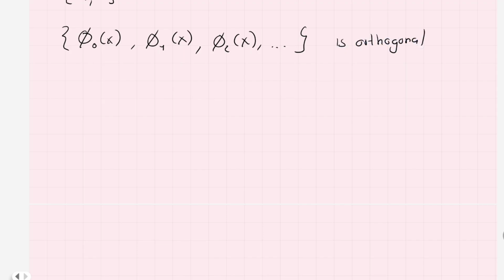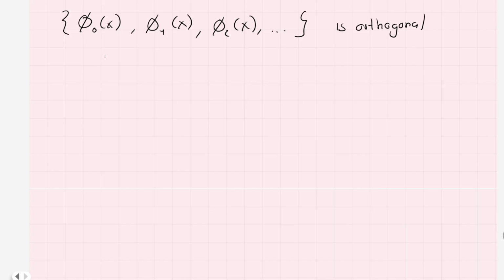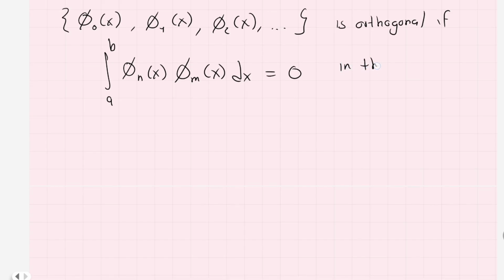if, for example, on the interval a comma b, we take two different functions, phi n of x and phi m of x, and the integral of their product dx is equal to 0. Okay, we say that if we take two different functions from the set and take the inner product of those functions, if we get 0, then this set is going to be orthogonal. Of course, again, in the interval a comma b.